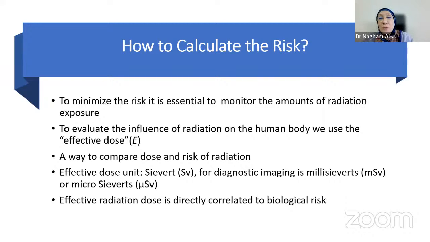And to evaluate the influence of radiation on the human body, we need a unit of measurement. We call this unit the effective dose, and this is a way to compare the dose and risk of radiation. This unit, the effective dose, is called the sievert. For diagnostic imaging, it is usually expressed in millisievert or microsievert. We also need to remember that the effective radiation dose is directly correlated to the biological risk.